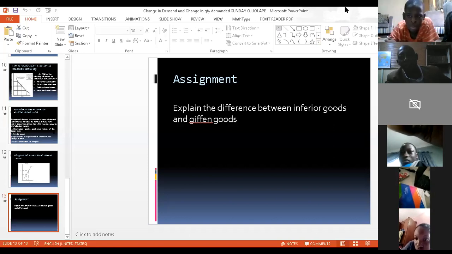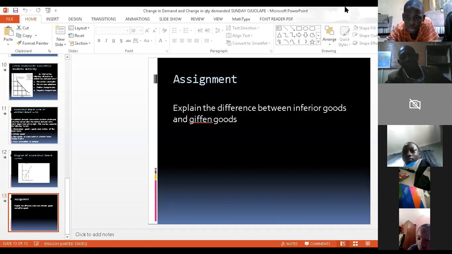Now there's a provision. This slide we will make available to everyone. The assignment that you've been given, there's an email address I've provided where you are going to send the assignment. The notes also will be forwarded to you via the same email address that you use in submitting your assignment.